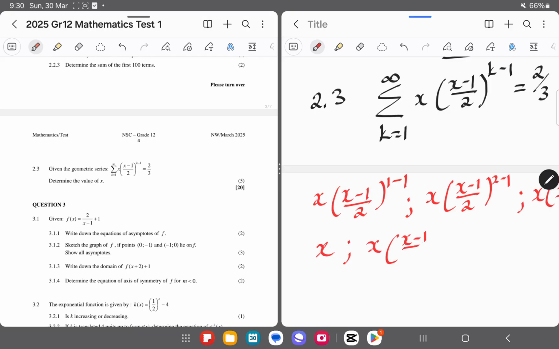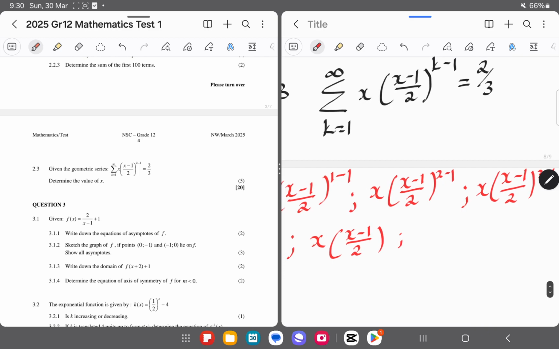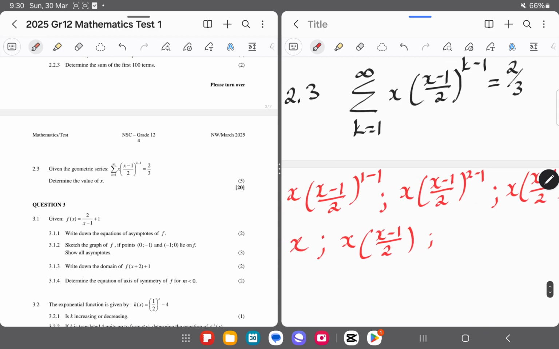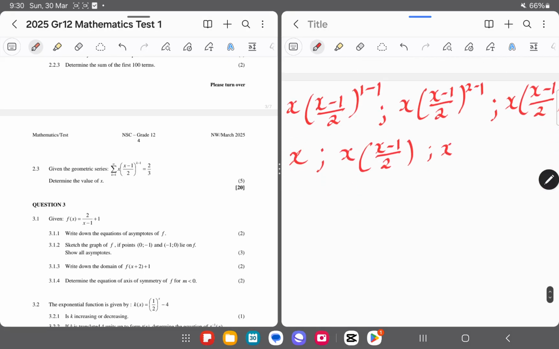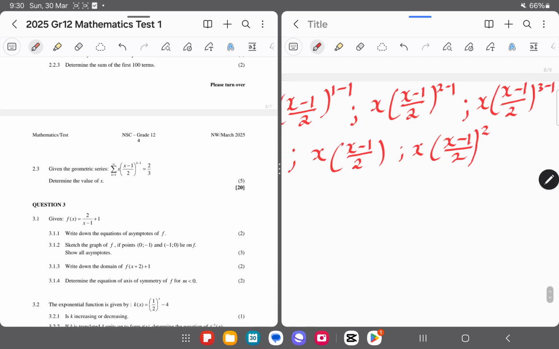So x times (x minus 1) divided by 2, and this is to the power 1. And then the next term is going to be 3 minus 1, so it's going to be x into (x minus 1 divided by 2) all to the power of 2. Now, like I said, if you have the first 3 terms, it's enough for you to continue and answer the question.